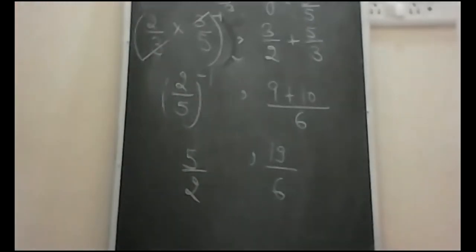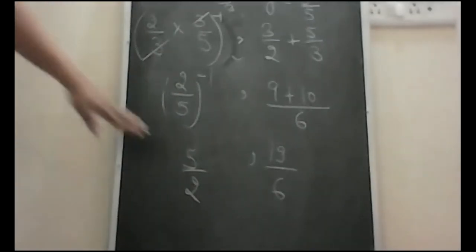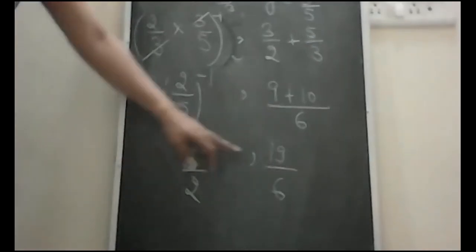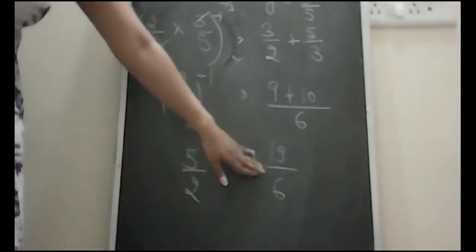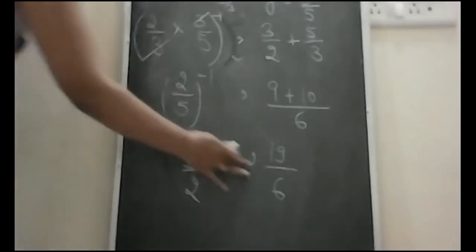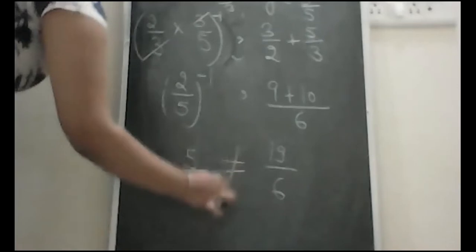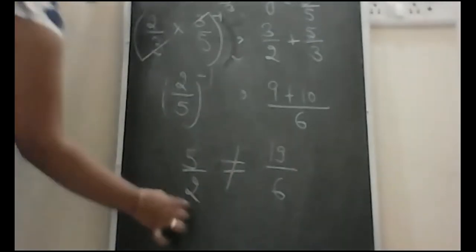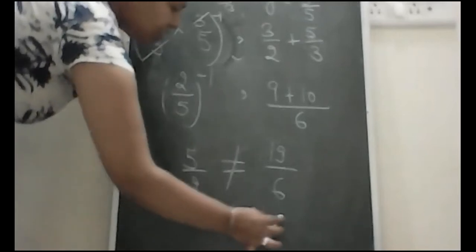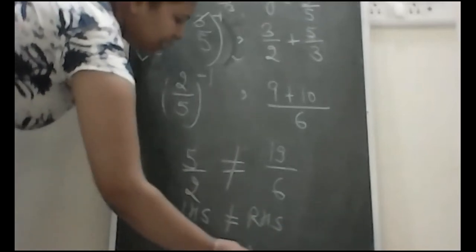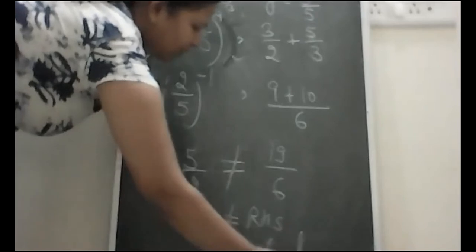Now look at both the sides. One side you are getting 5 by 2. Another side you are getting 19 by 6. It means left hand side is not coming equal to right hand side. And as they are not equal, we will put the sign of not equal. It means LHS is not equal to RHS, and यही हमें verify करना था बेटा. This was only given to verify. So here we'll write it down, verified. Finished.